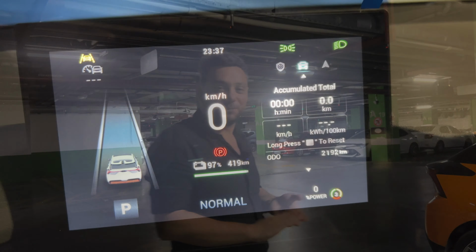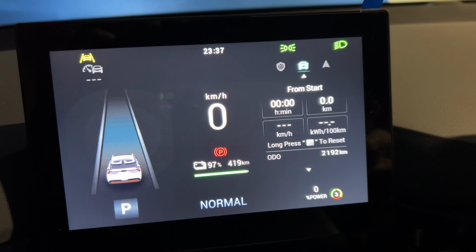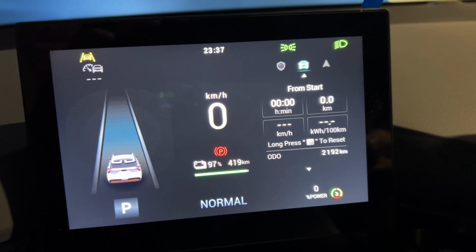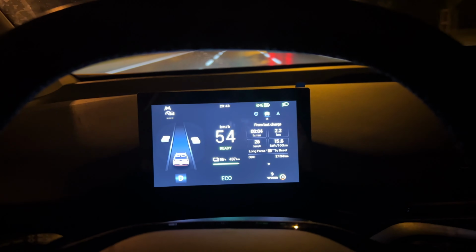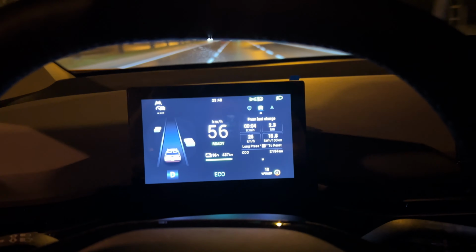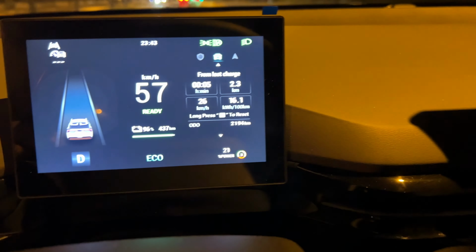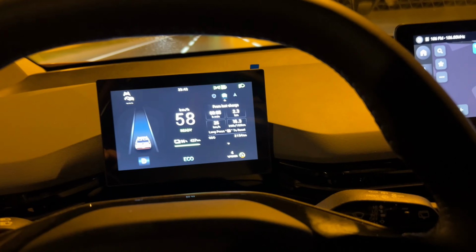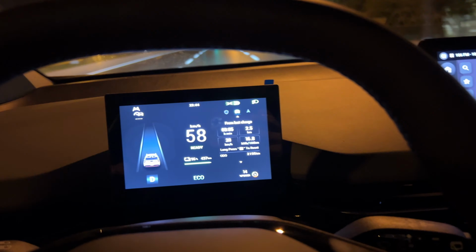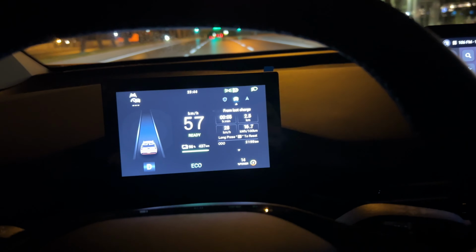Okay, let's start. The accumulated total 0, from start 0, from last charge 0. Until I get out of Istanbul city, I am going to use the third regeneration mode, but when I get to the Autobahn, I am going to change it to adaptive regeneration mode.